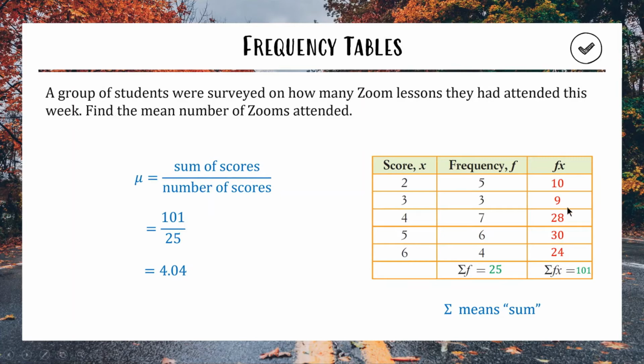Okay, cool. So if you see a table and they've given you an fx column, it's because they want you to use these 2 numbers as a shortcut to finding the mean, which when you get used to it is really, really handy.